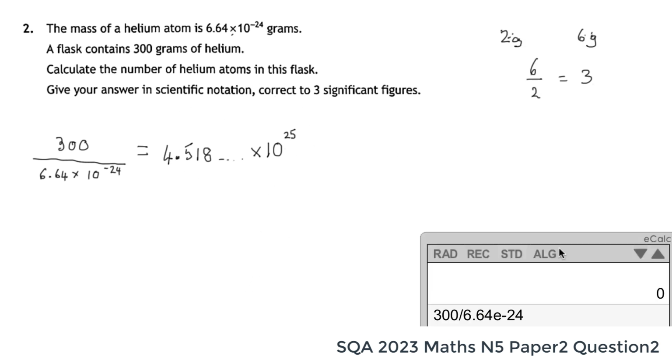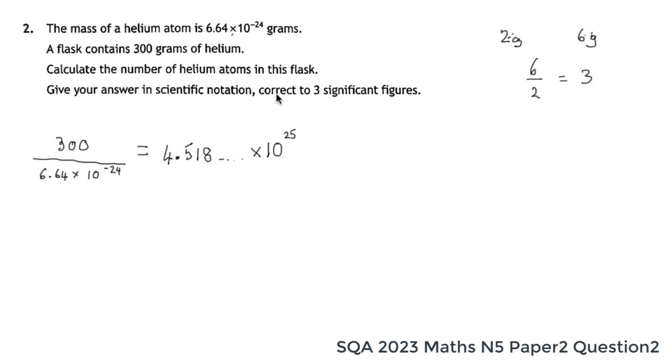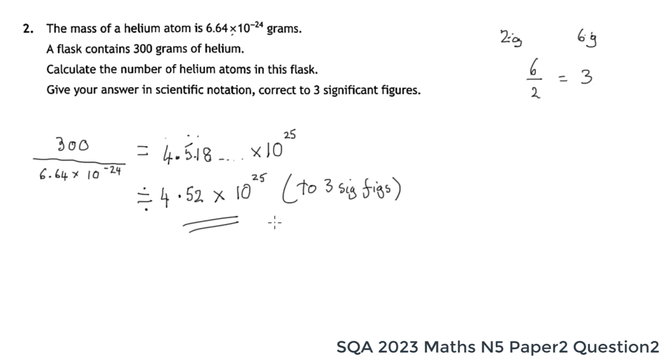Now we're asked to write it in scientific notation, that's what this is, but correct to 3 significant figures. So we'll need to approximate this. 1, 2, 3, we chop an 8 off, that one becomes a 2. So it's 4.52, and it's approximately times 10 to the power 25. And that's written to 3 significant figures. So there we are, an enormous number of atoms in 300 grams of helium.